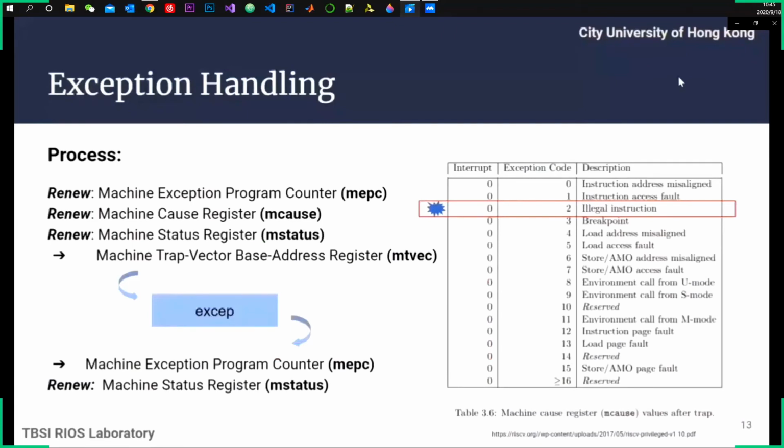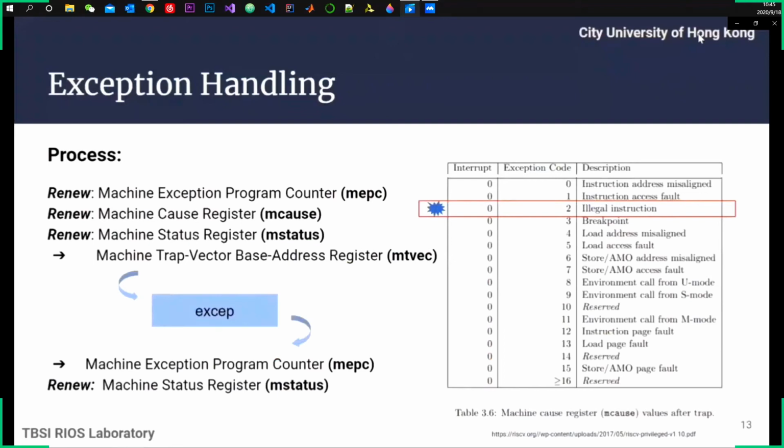After getting familiar with the source code, we tried the illegal instruction handling part. Once an illegal instruction is detected by the decoder, the exception handling process begins. First, the program counter of the instruction causing the exception is stored in the machine exception program counter. Then, the cause is stored in the machine cause register.